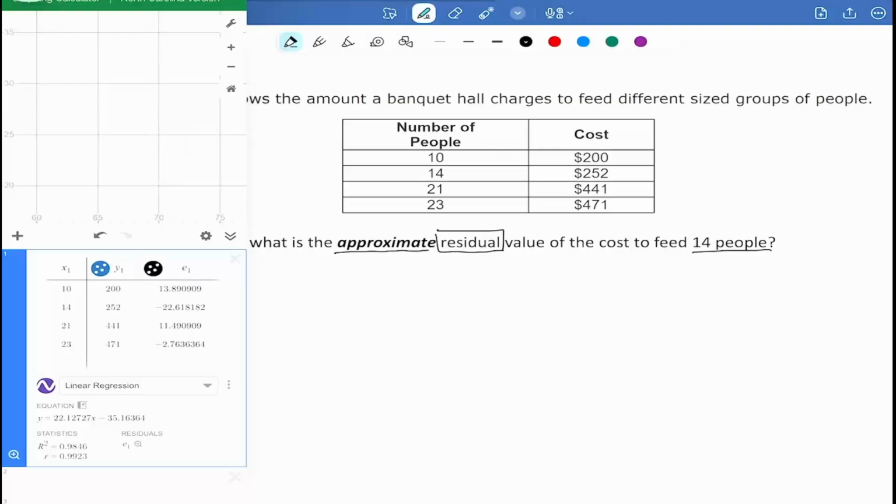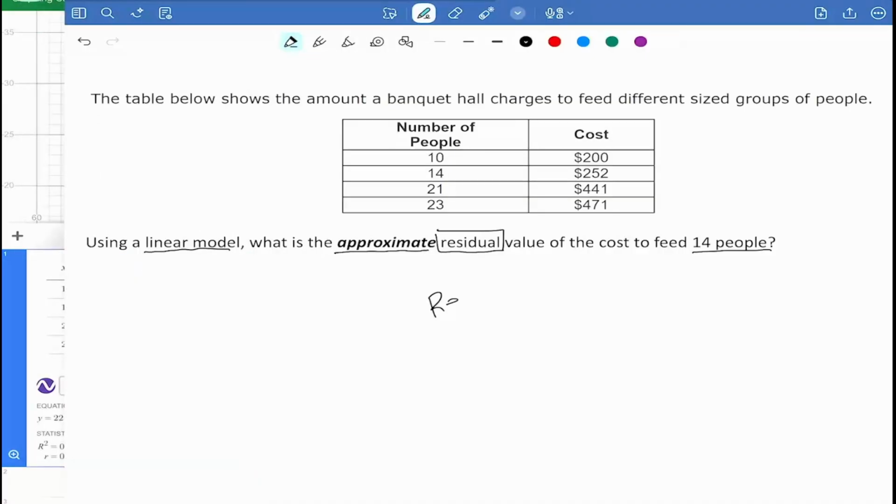hit the word plot. Now the question asked us to only focus on the point with 14 people. Okay, so we go to our table, we look for the E1 value of that, and when we find our E1, which is our residual value for this one, it will be roughly negative 22.61.